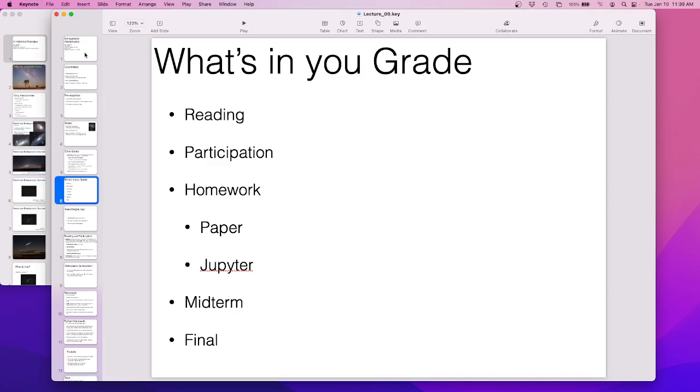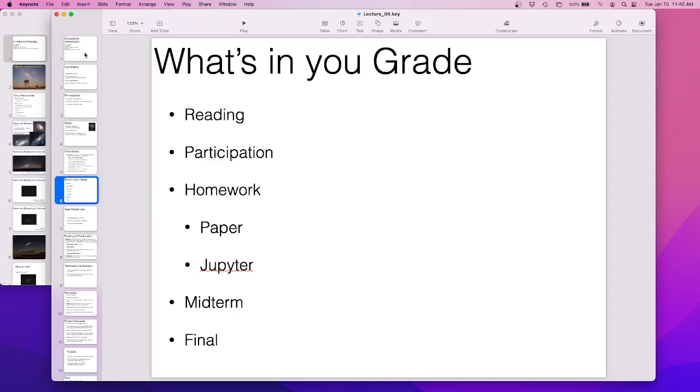Anyway. So okay, what's in the grade? In the grade is a reading, so there's going to be regular readings. There's a lot of reading in this class. Don't take it too seriously, because there's a lot of it. And if you're not a fast reader, I'm not a fast reader. I'll talk more about it, but the readings are just to prime you for when I talk.